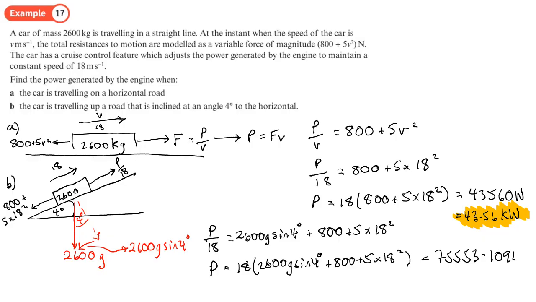75,553.0912. Okay, so I suppose we could leave it like that. We could go for 3 significant figures, but I would tend to probably leave that as a full answer. Probably knock the decimals off the end and say that's 75.553 kilowatts on that one. Yeah, you can leave it as watts or kilowatts, it doesn't really matter. So let's stick watts down here.